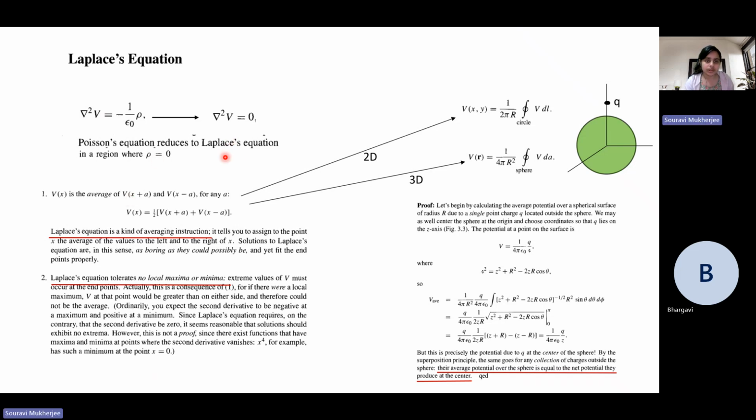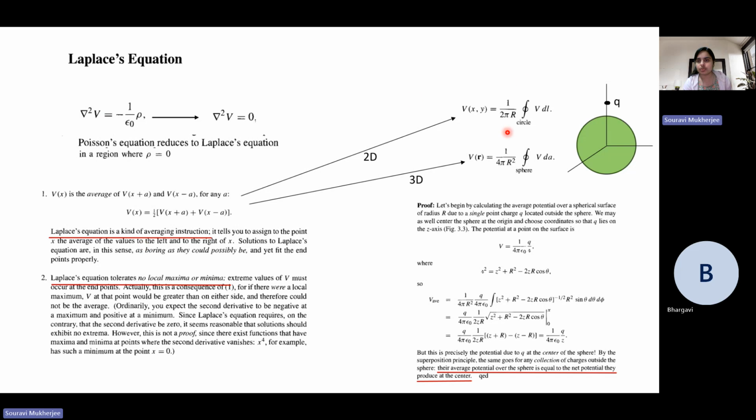Now, there are certain properties of functions which are solutions to this equation. If you have del square V equal to 0 and you find a V which satisfies this condition, this V is basically an average of its surroundings. In 1D, if you want to find V(x) at a certain point x, it's basically an average of what you have just before and after. So V(x+a) and V(x-a), if you average them, that is what V(x) is. So the Laplace equation is a kind of averaging.